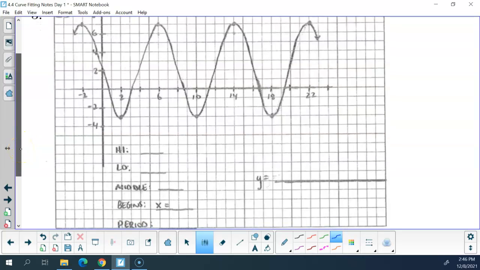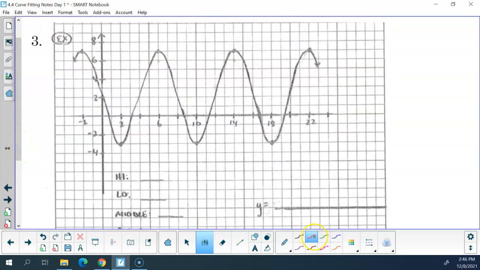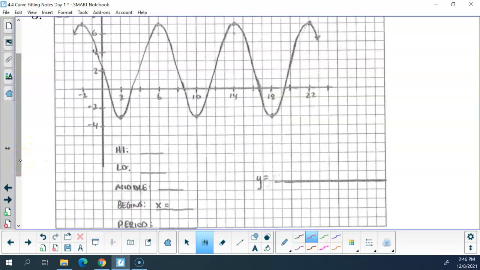So it looks like we got a high of 7. Would you agree? High of 7. Yes. Looks like we got a low of -3. So that's a spread of 10. That gives me a middle at 2, which gives me an amplitude of 5. Okay. So I would say we got to start here at 3.